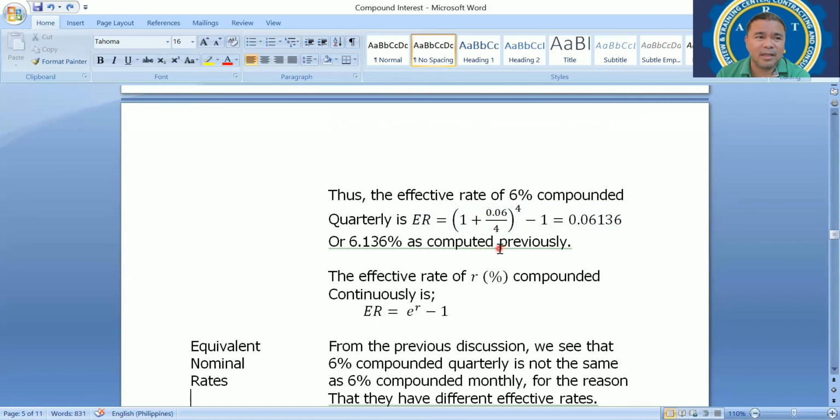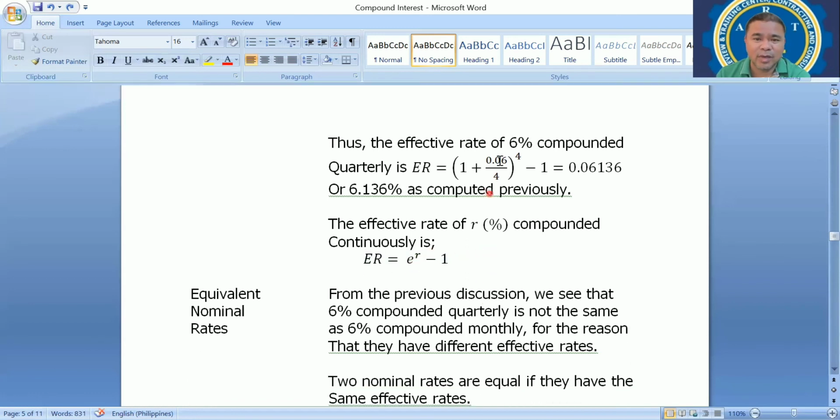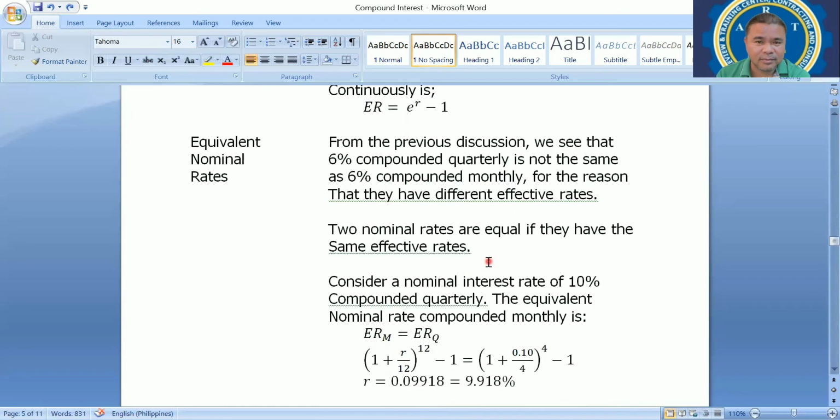During the board exam, take note: read what is required of the problem. If the ER is required, it is very simple. If the effective rate of interest is given, then you can use this formula. If interest is compounded continuously, ER equals e^R minus 1. Equivalent nominal rates: from the previous discussion, we see that 6% compounded quarterly is not the same as 6% compounded monthly. It's true, for the reason that they have different effective rates.